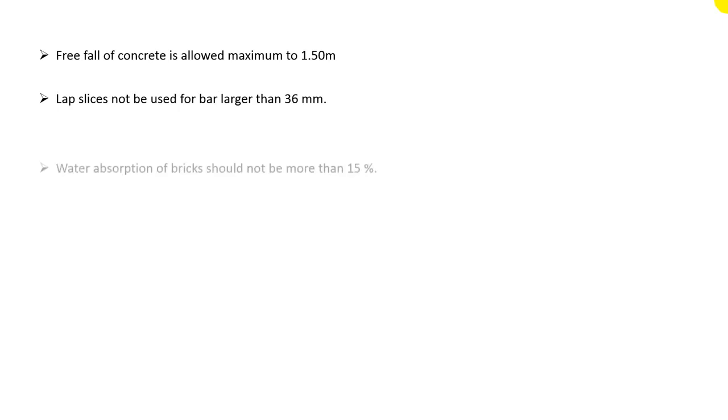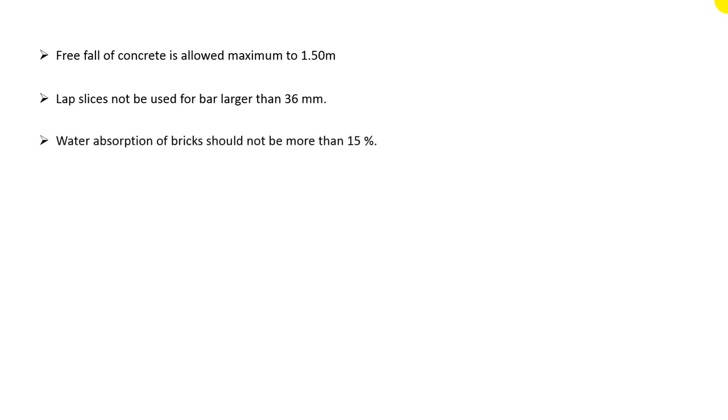Then free fall of concrete is allowed at maximum 1.5 meter. Free fall of concrete is allowed maximum 1.5 meter. From a maximum of 1.5 meter distance we can drop our concrete at the time of casting. Then lap splice should not be used for bars larger than 36 millimeter. For bars up to 36 millimeter we can use lap splice.